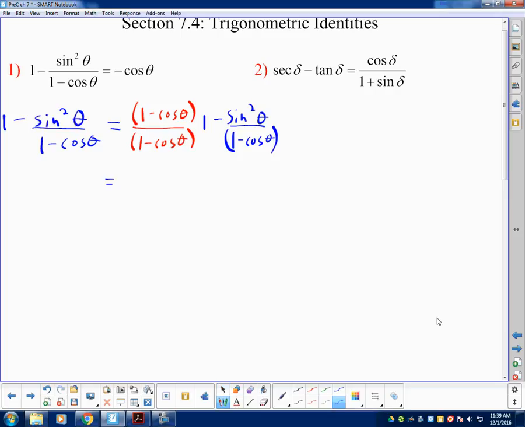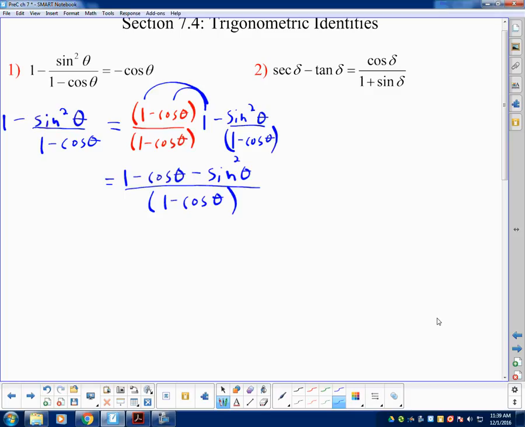So we have on the top, if I distribute the 1 here, it's just 1 minus cosine theta minus sine squared theta all over 1 minus cosine theta. So now I have a single fraction rather than a whole number minus a fraction. We have that 1 minus the fraction.